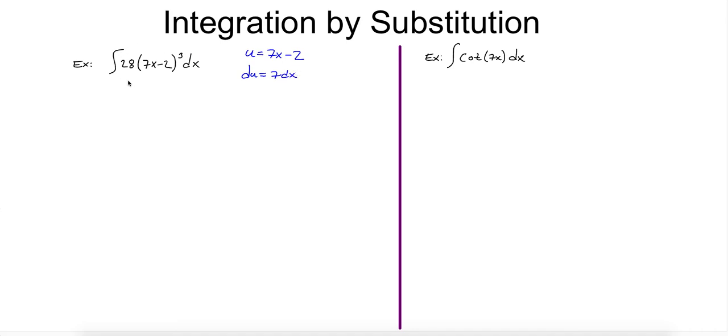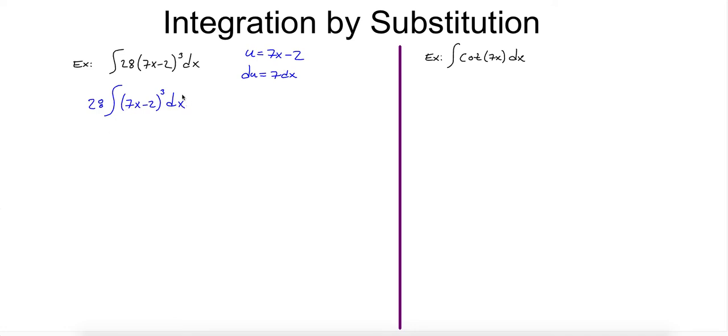So what I want to do is somehow turn this so that I have a du instead of a dx and a u instead of an x. The first thing I'm always going to do, if I have a constant like this 28, is pull that out first, because it's going to muck things up a little bit as we go through this. So I'm going to make this 28 times the integral of 7x minus 2 to the third power dx. Clearly I see that I can replace this 7x minus 2 with a u substitution, and I have a dx right here. What I'm missing is that 7.